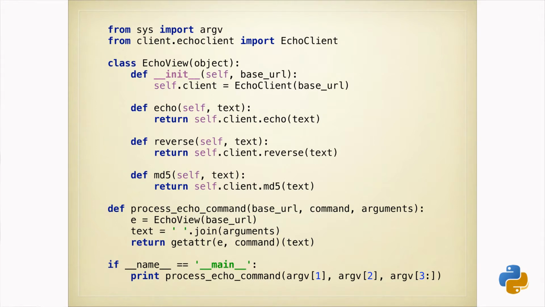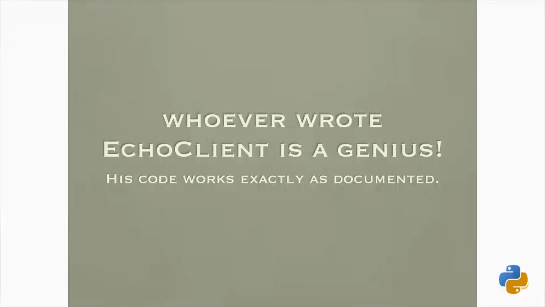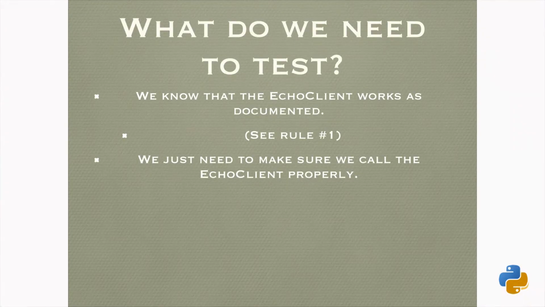How do we test this? Well, let's remember our rules of unit testing. Whoever wrote the EchoClient is a genius. Her code must work exactly as documented. So we don't want to test the EchoClient. We want to decouple it from our test cases. So what do we need to test? Well, we know that the EchoClient works as documented. That's cool. So we just need to make sure that EchoClient is called correctly.